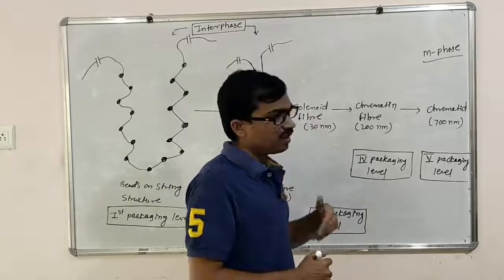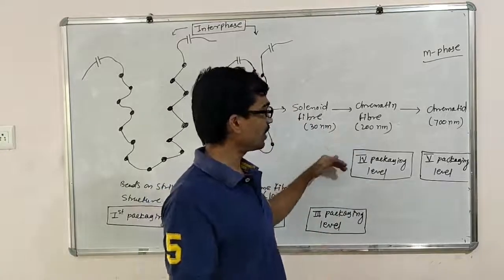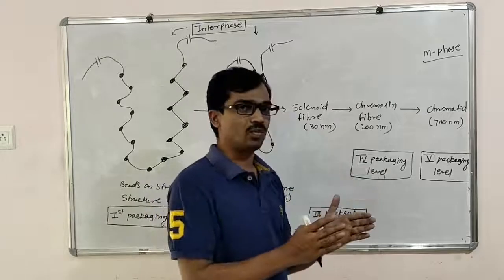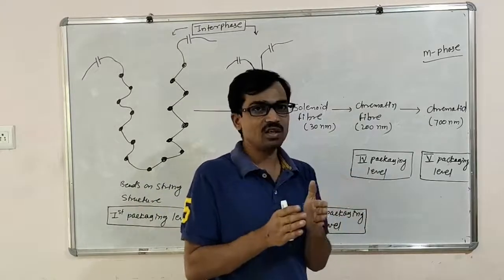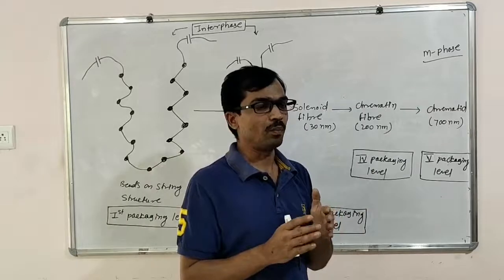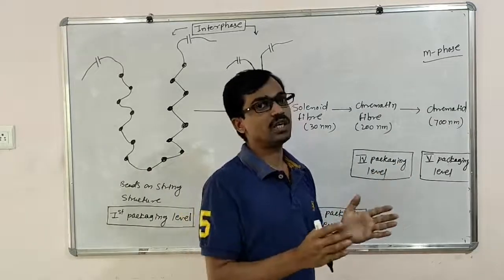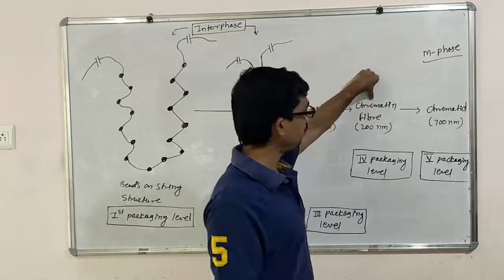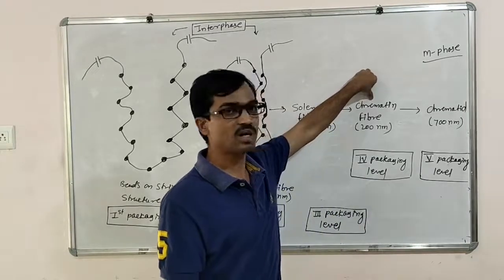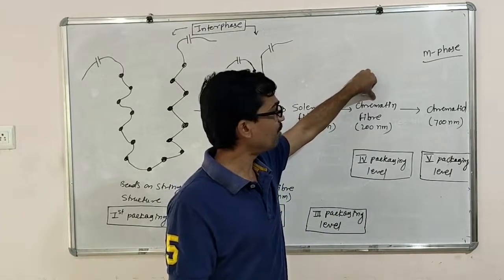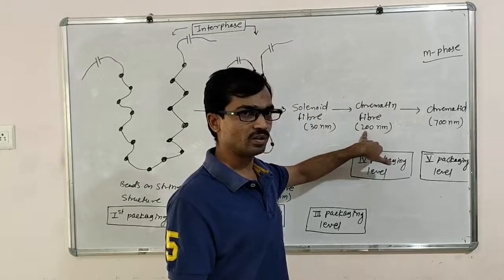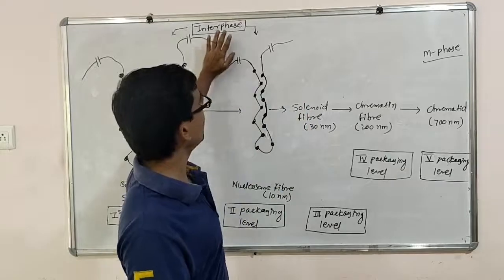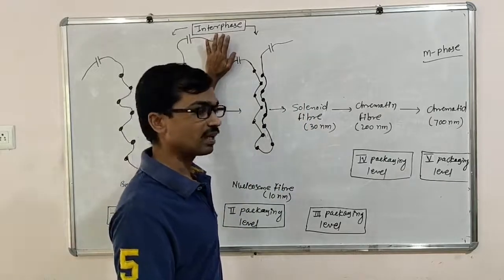And again in the fourth structural organization, fourth packaging level, several such solenoid fibers come together. They increase the thickness of the DNA in turn, but the length of the DNA decreases due to such type of packaging. And the fourth packaging level forms the chromatin fiber. The chromatin fiber has 200 nanometer thickness. These initial structural levels are generally present in the interphase stage of the cell cycle.